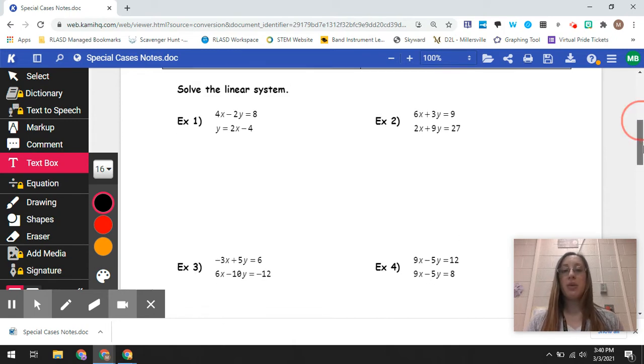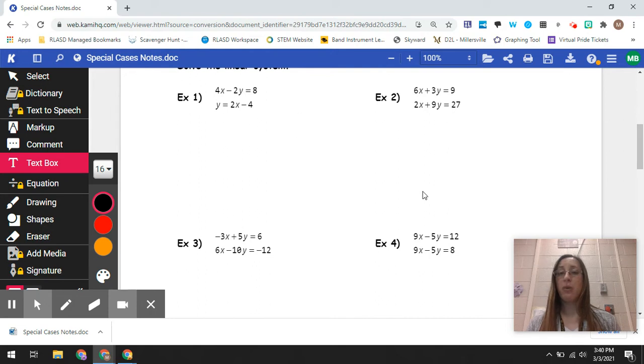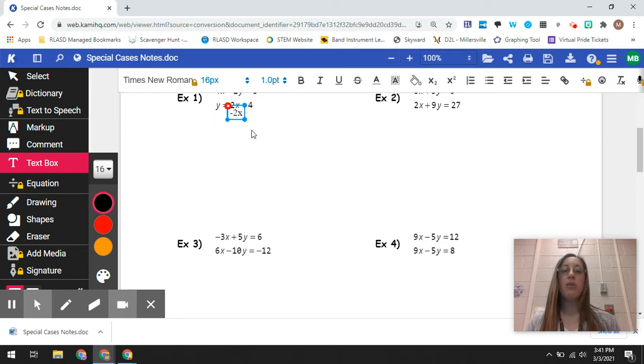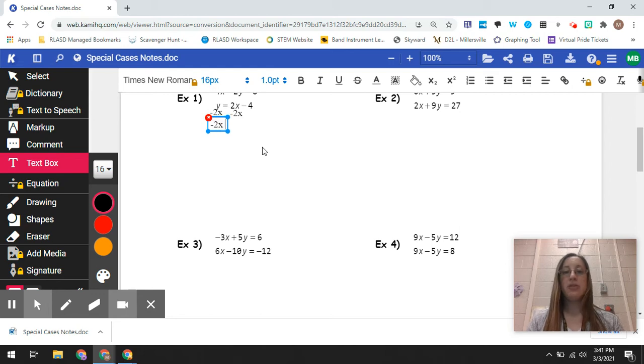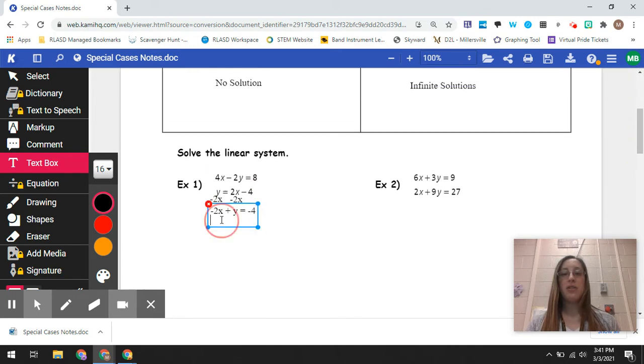Okay, so what we're going to be doing today, again, is systems of equations, but we're going to be focusing more on seeing if it's going to be an infinite solution or a no solution. For the first one, you can see that we have one of our equations in standard form, but the other one is not. So we first have to put this one into standard form. I'm going to subtract 2x from both sides. When we do that, we should get -2x plus y equals -4. And then I'm just going to bring down my other equation, that way we're not confused.